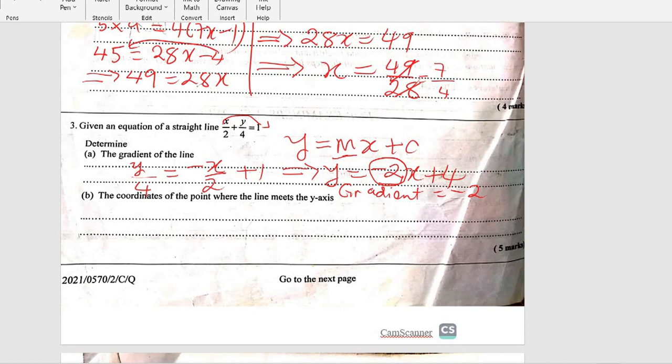Now, having done that, they ask for the coordinates of the point where the line meets the y-axis. Remember, when a line cuts the y-axis, it does that when x is equal to 0. So when x is equal to 0, we substitute in that line: 0 over 2 plus y over 4 is equal to 1. 0 over 2 is 0, so we have y over 4 equal to 1, implying y is equal to 4. So the coordinate will be 0, 4, as the coordinate of the point where it cuts the y-axis. Okay, let's go to the next question.